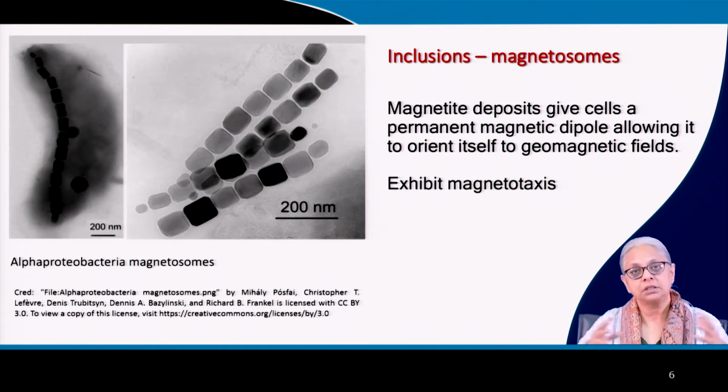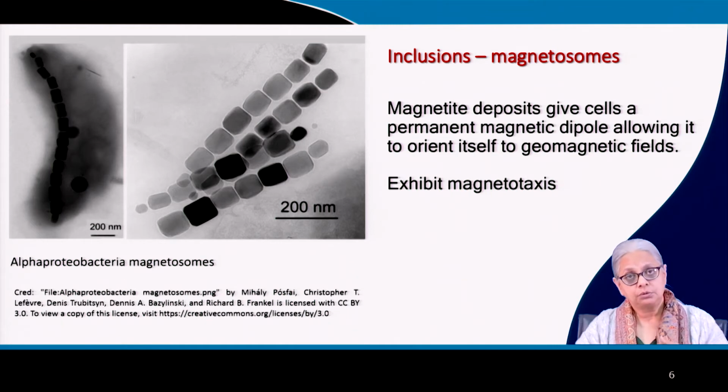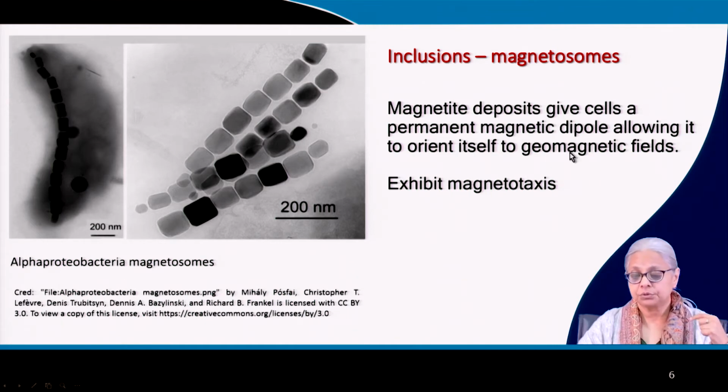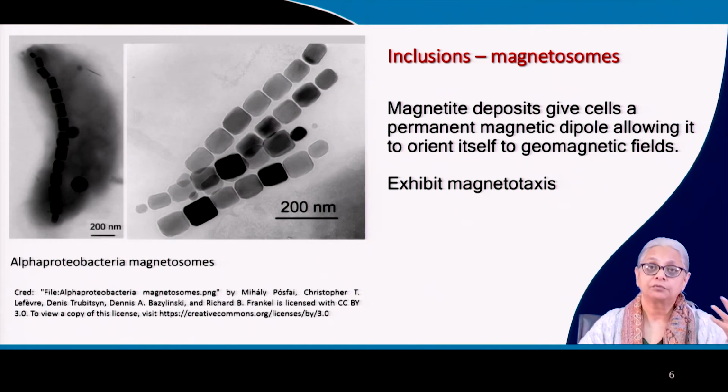So entire colonies of bacteria orient themselves to the geomagnetic field, and this is also considered an example of magnetotaxis. So these bacterial colonies will move in particular directions in response to the geomagnetic fields. Fossil evidence of these kinds of bacteria has been found.